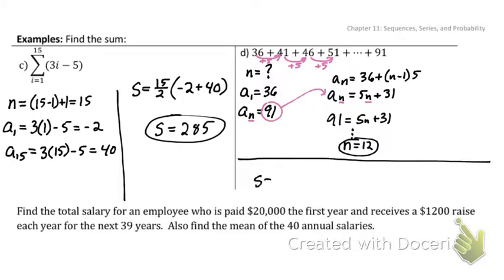Our sum would equal, how many terms I got? I got 12 divided by 2, so really I have 6, times our first term plus our last term. I definitely need help on this one. So we're going to do 36 plus 91 times 6. What are we going to get out for that one? Yeah, what'd you get? 762. Can I get a second on that? Okay, we're good. 762 is our sum.